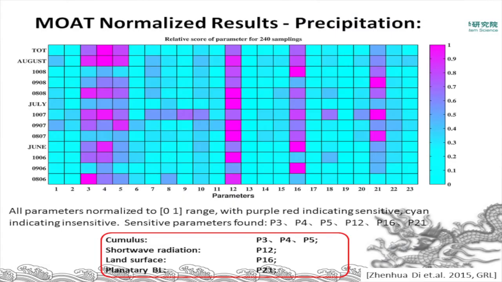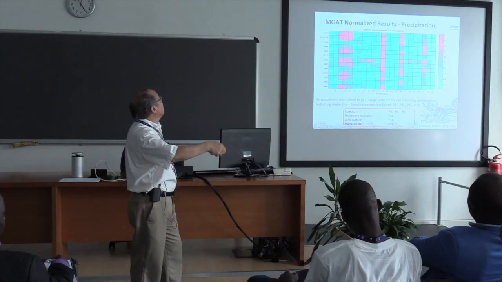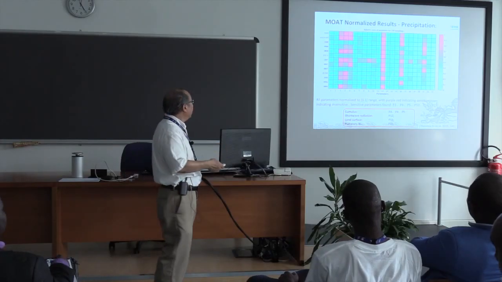This is another way to plot this. We normalize the sensitivity index. One is this pink color, and this is the cyan color. The sensitive parameters are pretty much consistent. For individual events, this is the July event, this is the August event, this is the June event, this is the total. There's a lot of consistency, but for some individual events there is some discrepancy. But overall, there's a lot of consistency in terms of sensitive parameters.